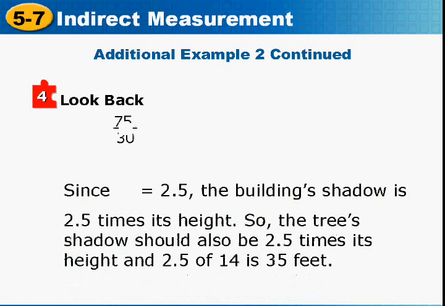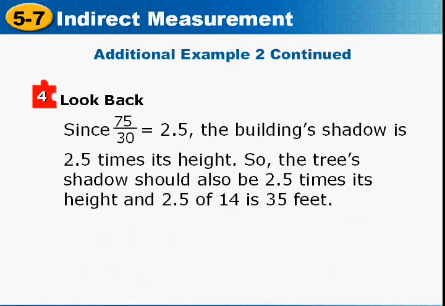Let's look back. Since 75 over 30 equals 2.5, the building's shadow is 2.5 times its height. So you remember whenever I was talking to you about the factors have to remain the same. This is our factor. The tree's shadow should also be 2.5 times its height. Because remember, the factors from the numerator and the denominator have to be the same.